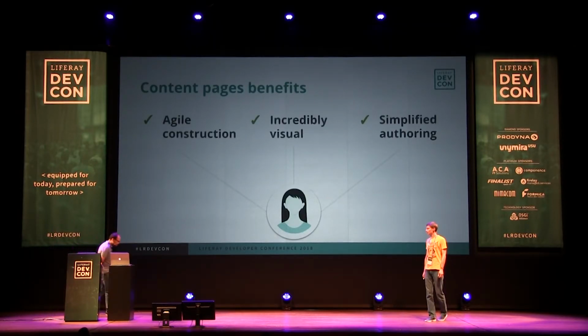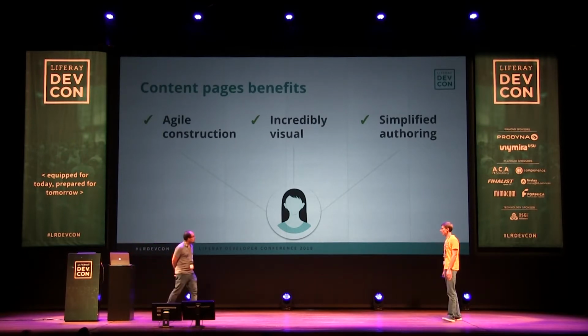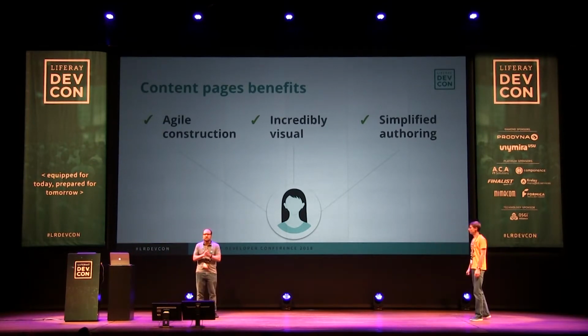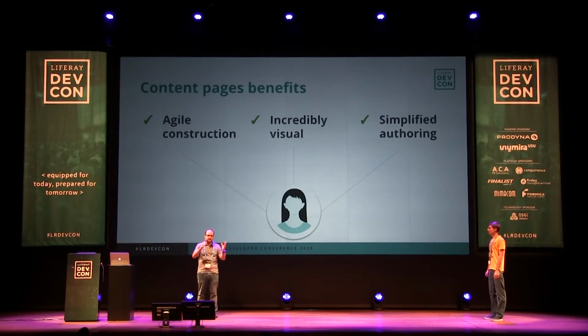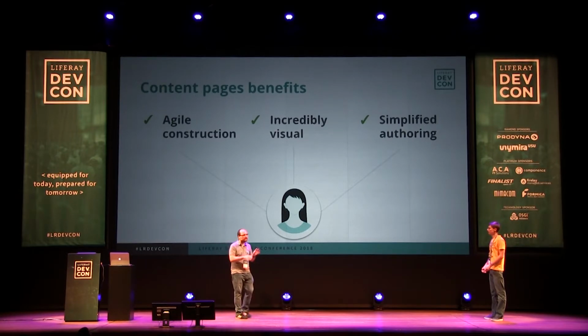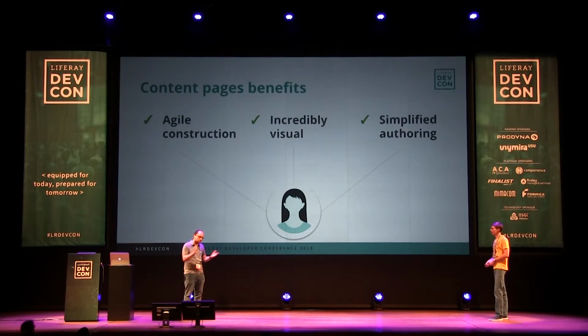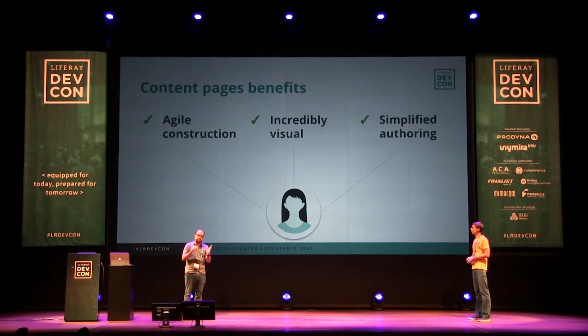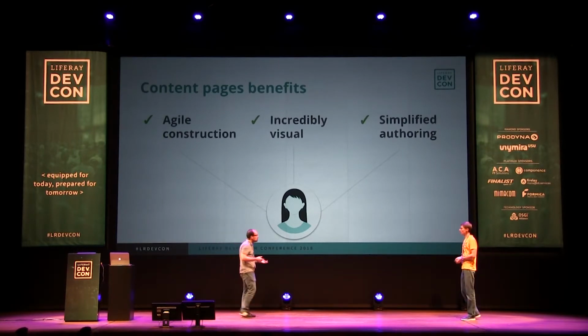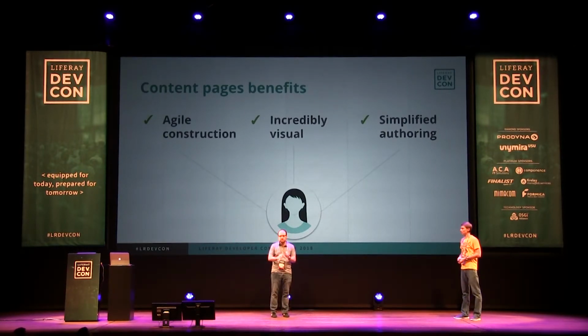So what are the benefits of the new content pages? Basically, agile construction. You could see it today in Jorge's presentation, where there was a slide where he just dragged and dropped, selected a fragment into the content page and began editing directly in it. Next is incredible visuals. As you saw in that example, you almost got the exact rendering of the page directly. And simplified authoring, as I mentioned before: you could just inline edit, change any text that you want, and it will be very fast.